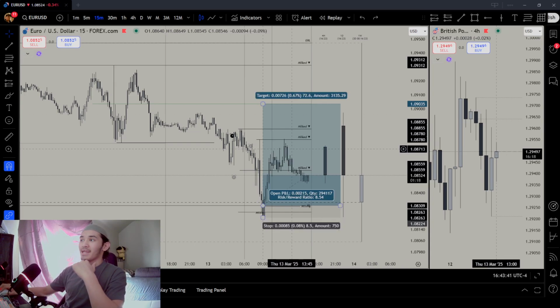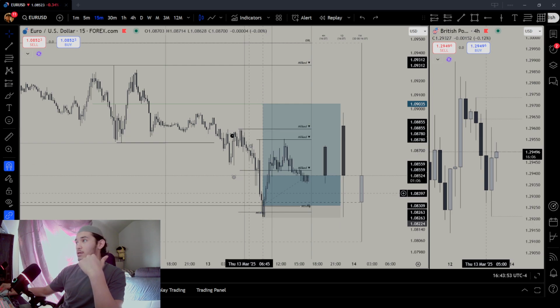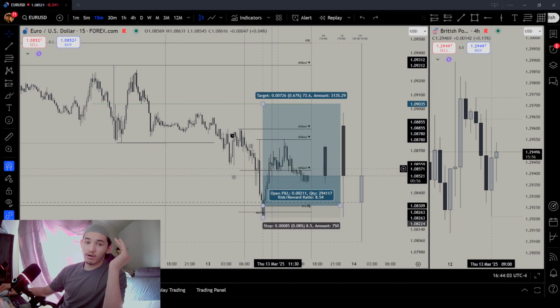This is how I made a 5.5 RR day trading Euro USD. I'm still on this trade. I'm waiting for it to hit my stop loss or my take profit, which is the 85 and the 90 mark. I'm still in the trade. I have already profited a 5.5 RR.